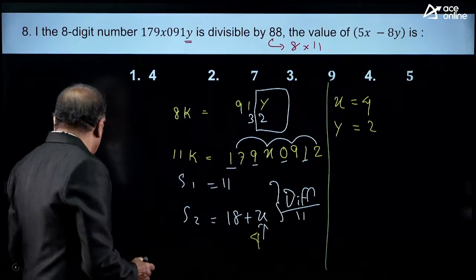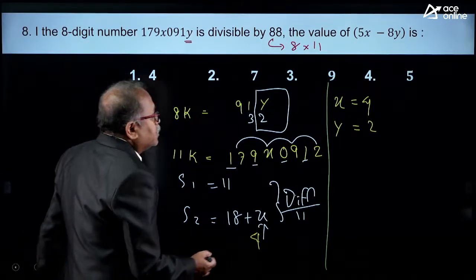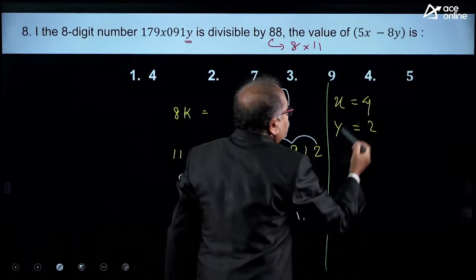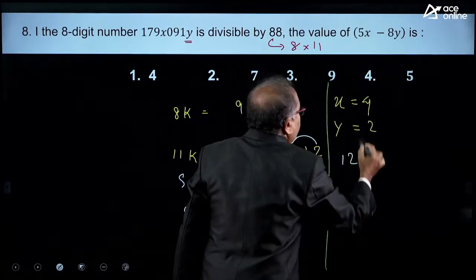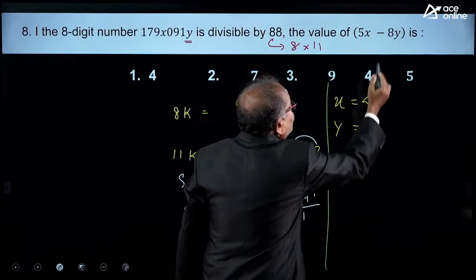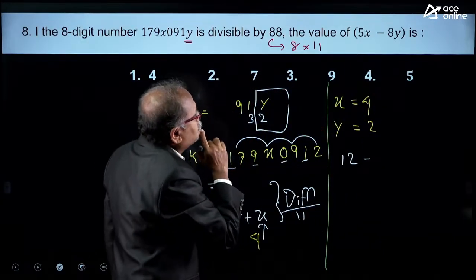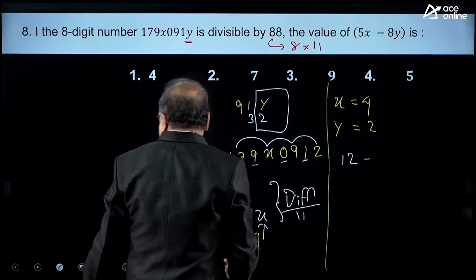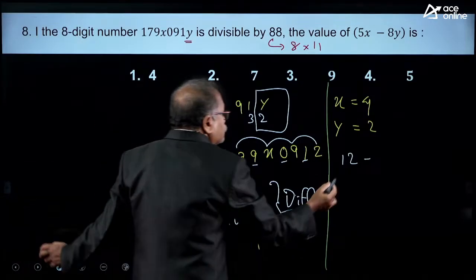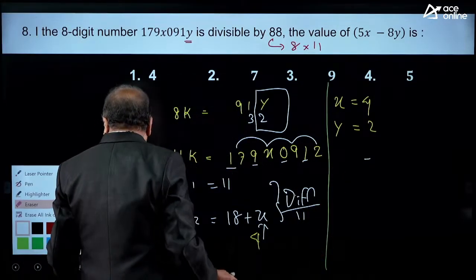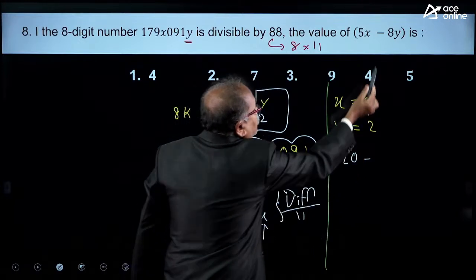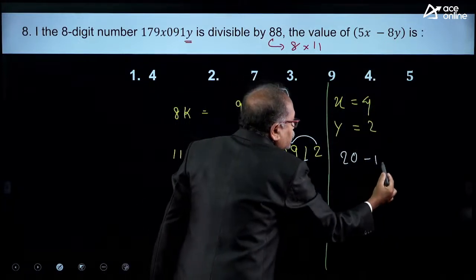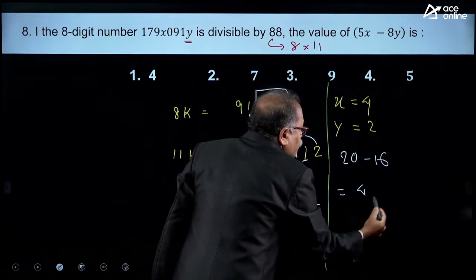Fine. Shall we answer the question over here? So what is 3x? 3x is equal to 3 times 4, which is 12, and minus... 5x. So 5 times 4, which is 20, and y, 8 into 2, that is 16. So my answer has to be 4.